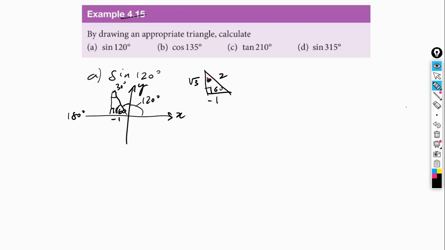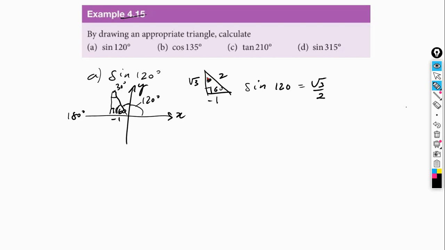Now, since they want us to find sine, this negative is not going to affect anything, because sine of 60, we know, is square root of 3 over 2. So that means then that sine of 120 is going to be square root of 3 over 2. So that's the solution to this one.